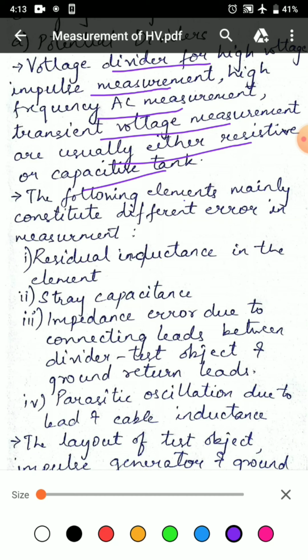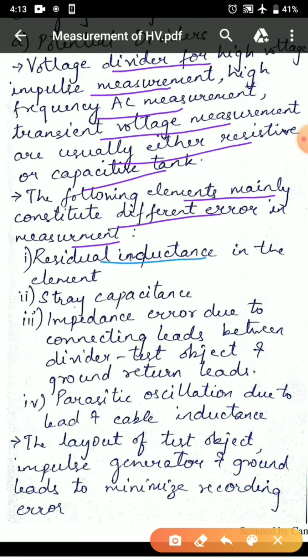The following elements mainly constitute different errors in measurement: residual inductance in elements, stray capacitance, impedance error due to connecting leads between divider, test object and ground return leads, parasitic oscillation due to lead and cable inductance, and the layout of test object, impulse generator and ground leads, to minimize recording errors.